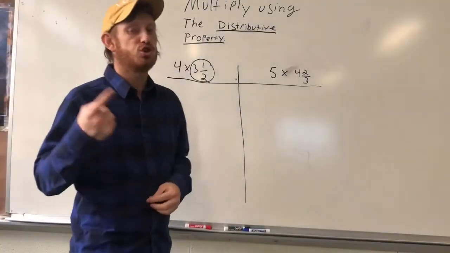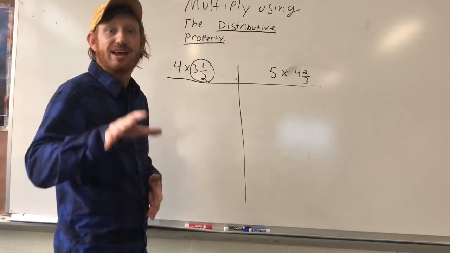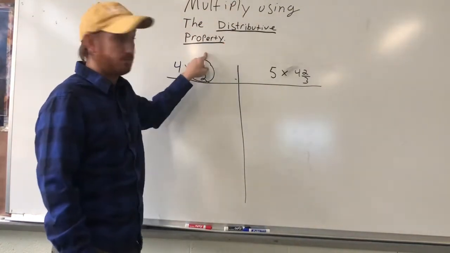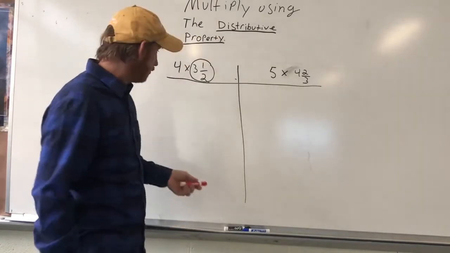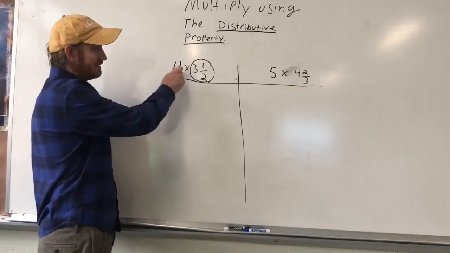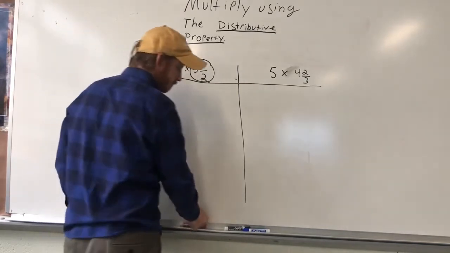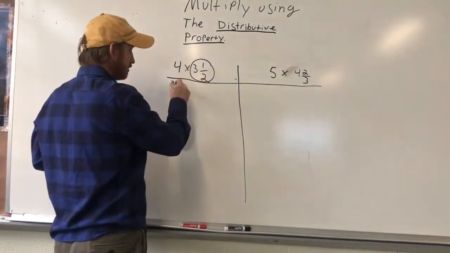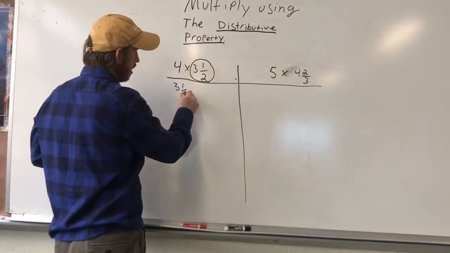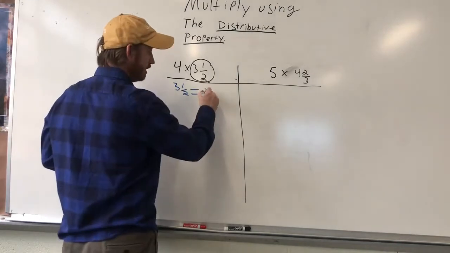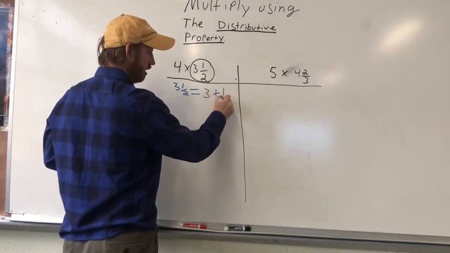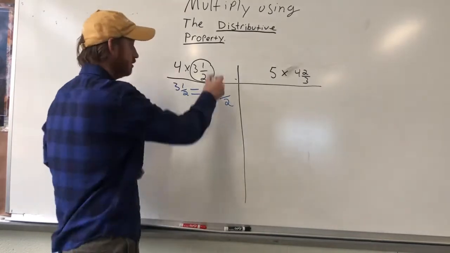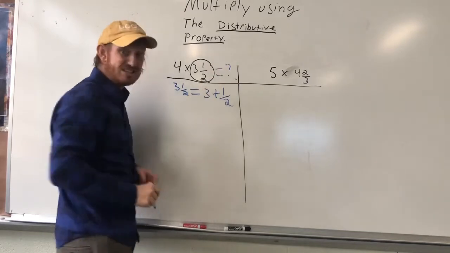So now we're going to jump into our first application problem. The instructions say, multiply using the distributive property. On our first problem, we have 4 times 3 1/2. Using the distributive property, I know that 3 1/2 is equal to 3 plus 1/2. So then I can change my equation into something that's a little easier for me.